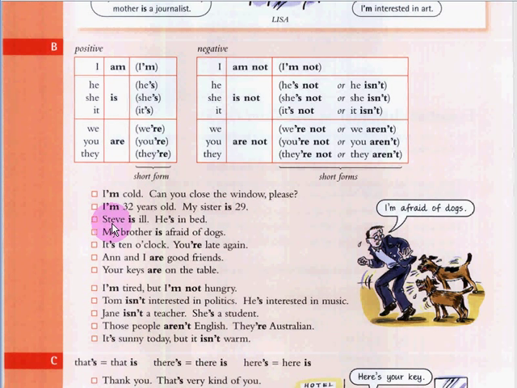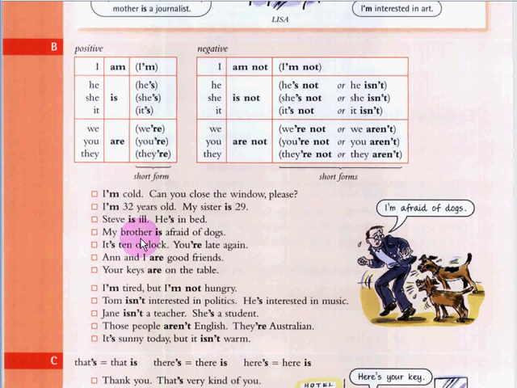Now, Steve here is your subject. S is it, and then is is your linking verb, or LV. Ill is the additional information about your S, or your subject, which is Steve.